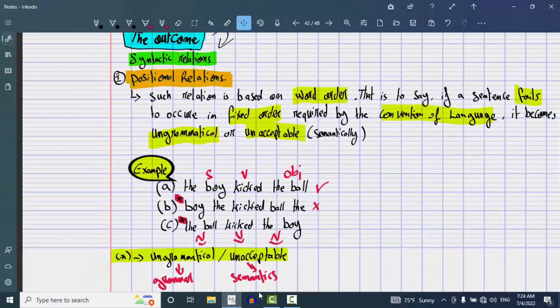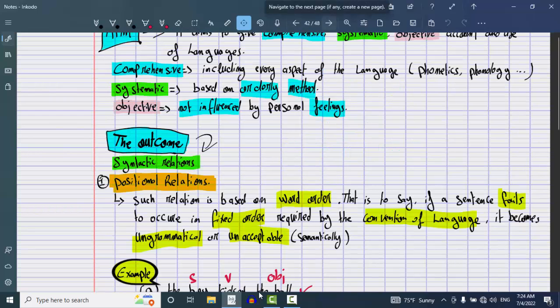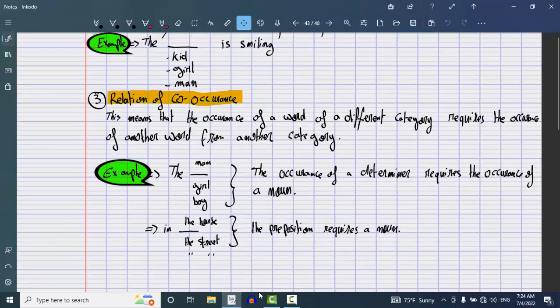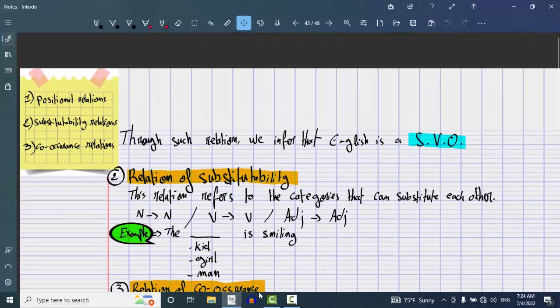relations. So just to remember, positional relations have to do with word order. And according to this relation, we can say that English is an SVO language. S stands for subject, V for verb, and this one for object.